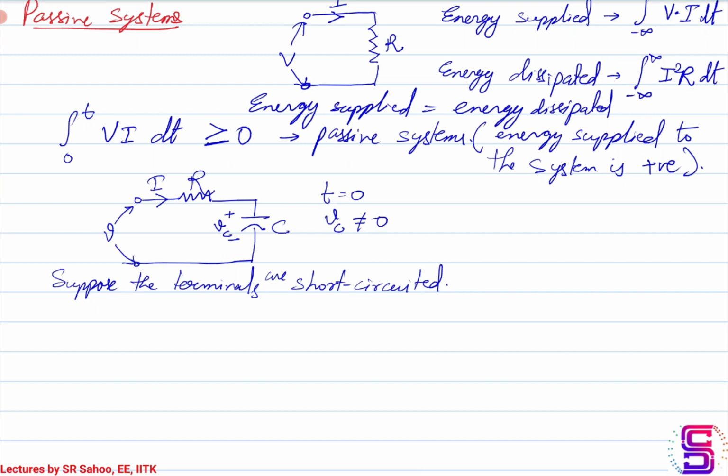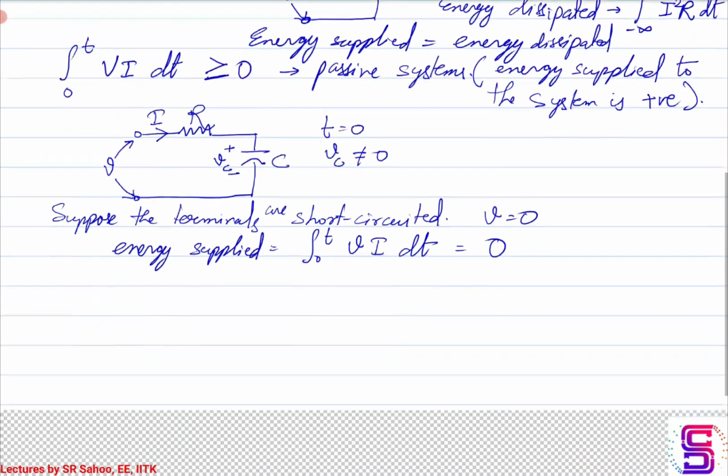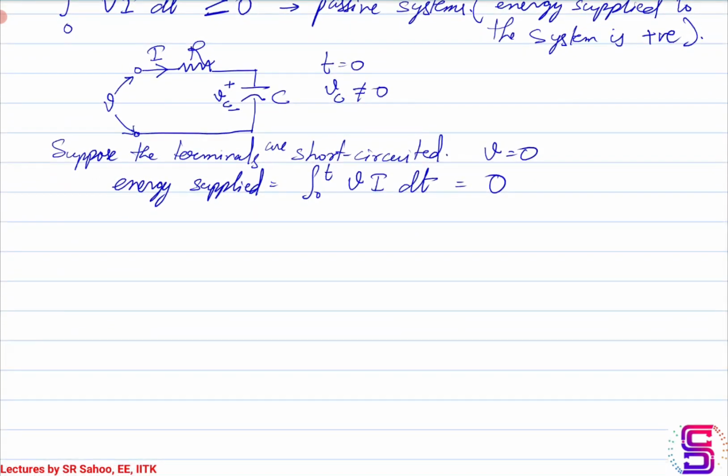So in this case, what is the applied voltage? The applied voltage becomes 0. So the energy that is supplied to the circuit is again the integration from 0 to t of vi dt. Since V is 0, the energy supplied is 0. So we can still call it passive. But please note that we are analyzing it for a very specific case, when the terminals of the circuit are short circuited.